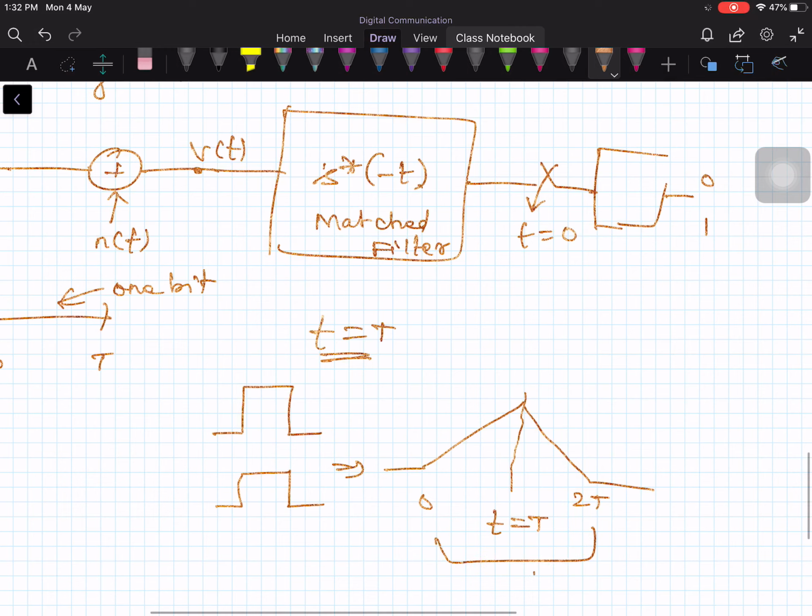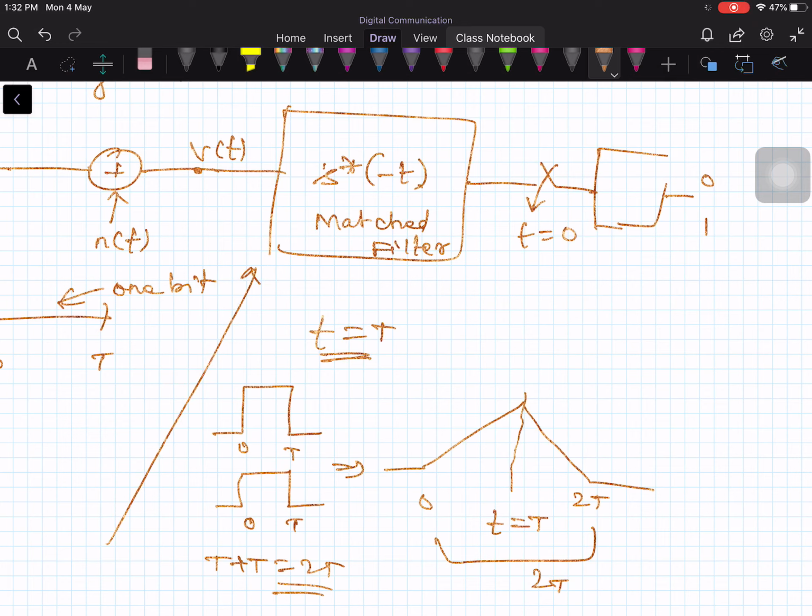So the total duration is 2T, and this is 0 to T, 0 to T, and T plus T equal to 2T. When you do the convolution of two pulses which are of duration T and T plus T, then the total convolved pulse width is going to be 2T. Therefore this figure I need to modify a little bit. So it is not going to be minus T.